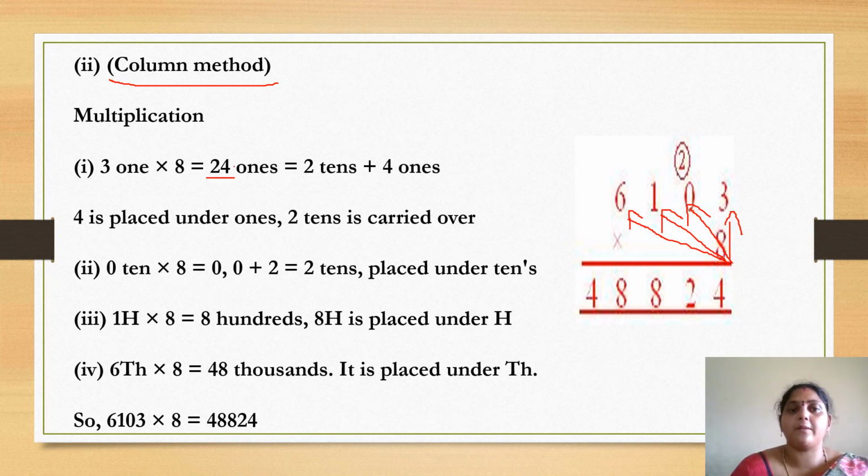In that, 4 will be written in the ones place and 2 will be carried forward to the tens place. Now in the tens place it is 0. When you are multiplying a number with 0, it is always 0. So 0 tens plus 2 tens, what is your answer here? It is 2 tens only. So now write 2 in the column of tens.